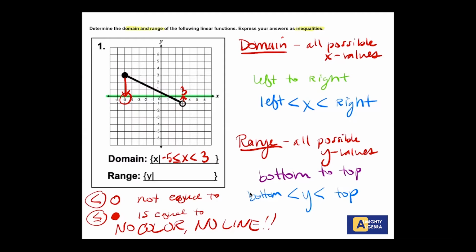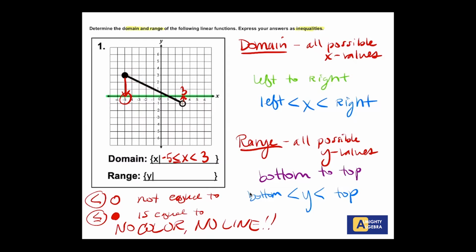My final answer for domain is this. And we read this like this: -5 less than or equal to x less than 3. Essentially, the domain are all possible x values between -5, can be equal to -5, and 3, but it cannot equal exactly 3. All of these values between -5 and 3 is my domain.